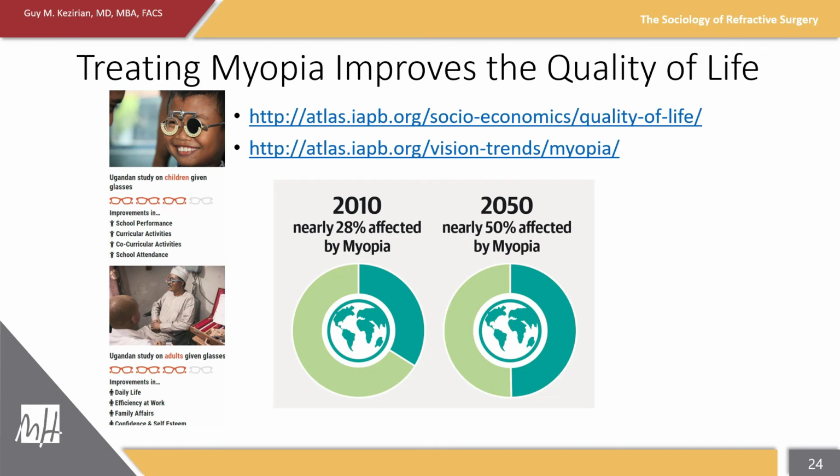Treating myopia improves the quality of life. This has been formally studied in several different places by several different groups. Daily efficiency, family affairs, school performance, extracurricular activities, school attendance. All of these references that you see here are available on the web, and I encourage you to look at them. The data are fascinating, and they create new urgency for our work.